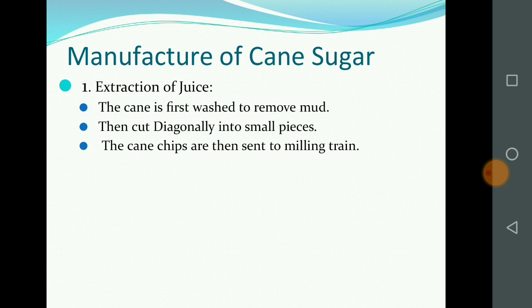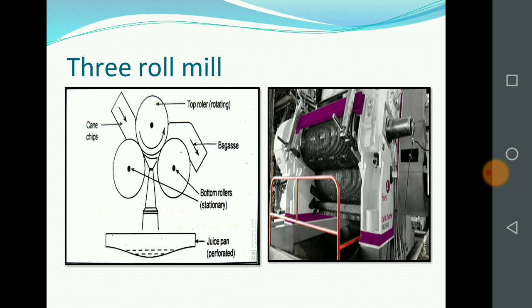In the extraction of juice, the cane is first washed to remove mud and dirt, then cut diagonally into small pieces by rapidly rotating knives. The cane chips are then sent to a milling train consisting of a two roller crusher followed by three roller mills, as shown in this diagram.